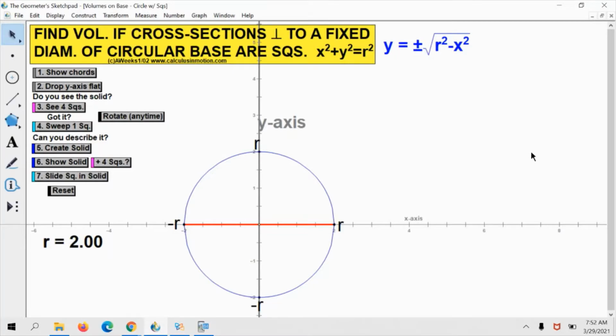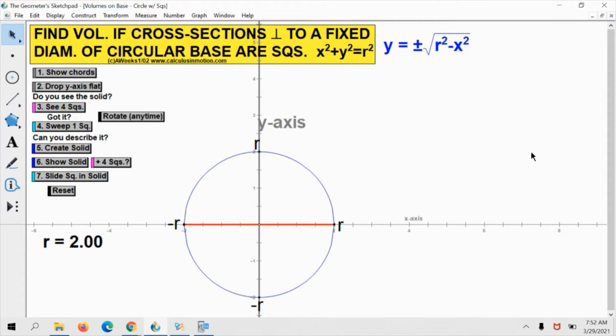Okay, so the first type of volume that we're going to look at is what we call just a volume by cross section. Now, really, all of the volumes we're going to do are volumes by cross section, but these ones are going to have defined cross sections, as in the problem will tell you specifically to use this type of cross section. So here's an example. Find the volume of cross sections perpendicular to a fixed diameter of a circular base are squares.